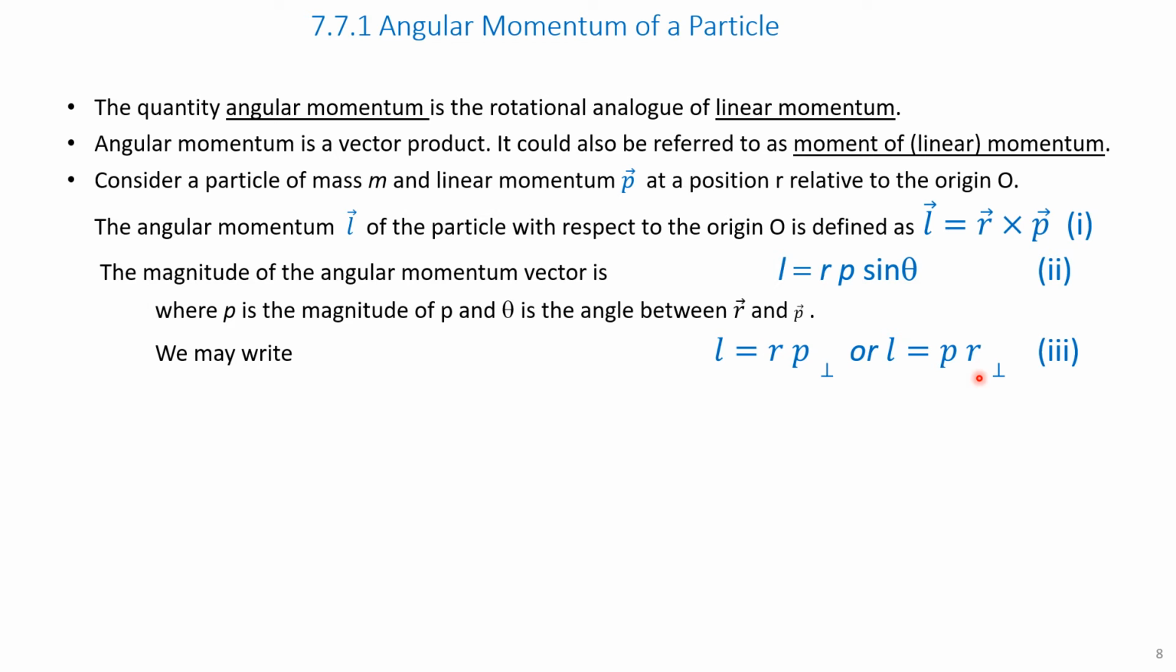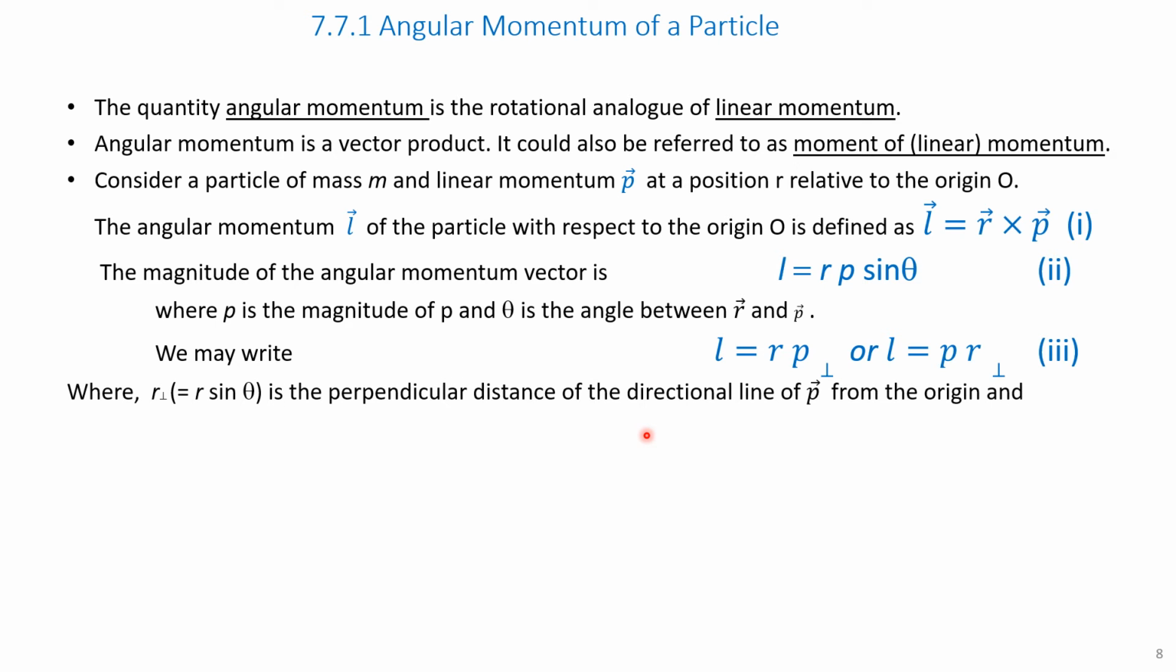This form is already expressed in the previous slides using representation for perpendicular force and perpendicular position vector. Here r perpendicular, which is equal to r sin θ, is the perpendicular distance of the directional line of p from the origin, and p perpendicular, which is equal to p sin θ, is the component of vector p in the direction perpendicular to r.